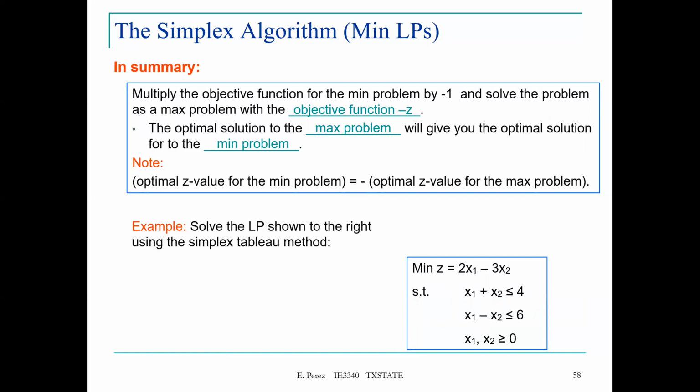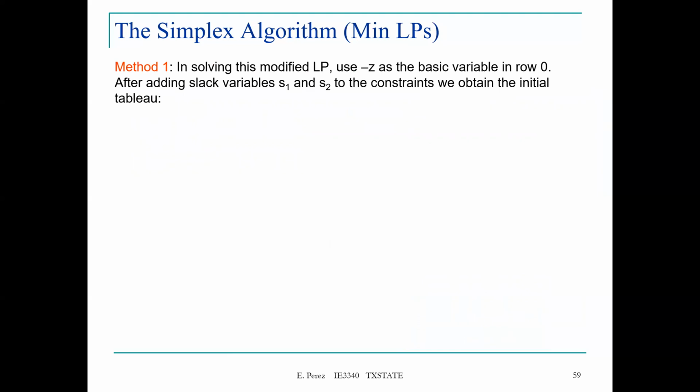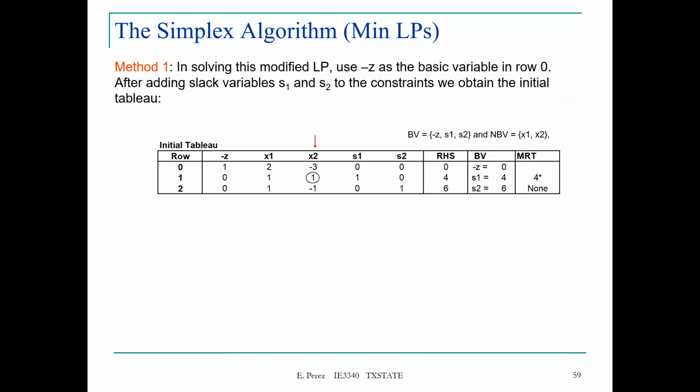For example, solve the LP shown to the right using the simplex tableau method. So we have a minimization problem and two constraints. For method 1, solving the modified LP uses minus z as the basic variable in row 0. After adding the slack variables S1 and S2 to the constraints, we obtain the initial tableau. So at this point, we have basic variables minus z, S1, and S2.